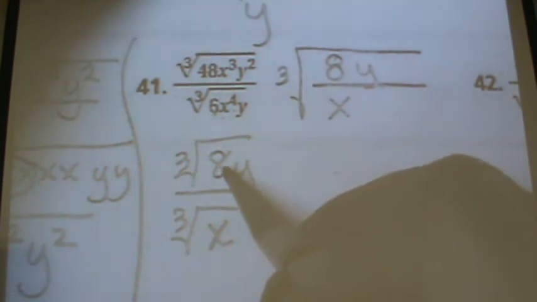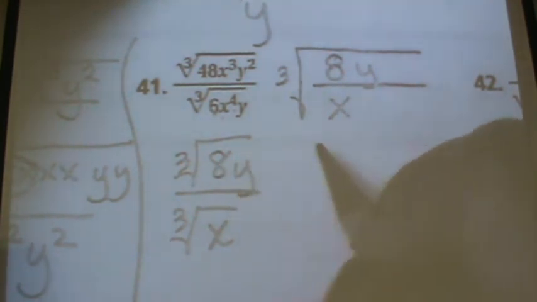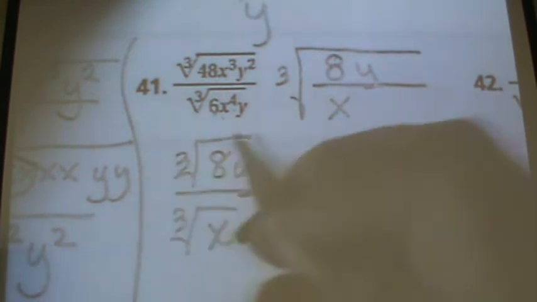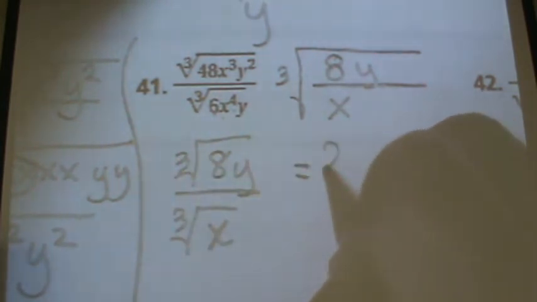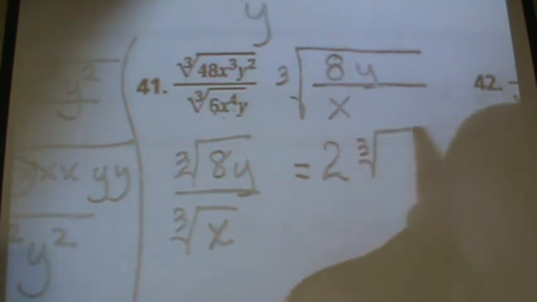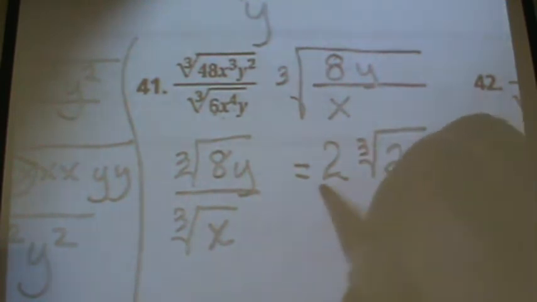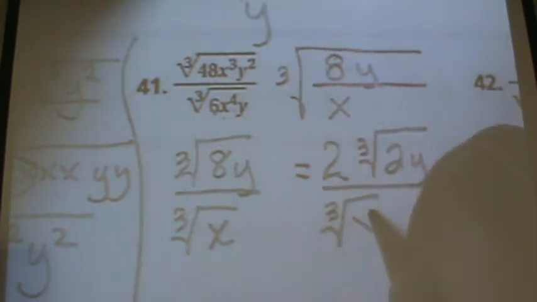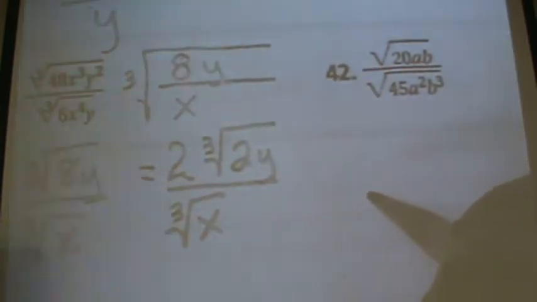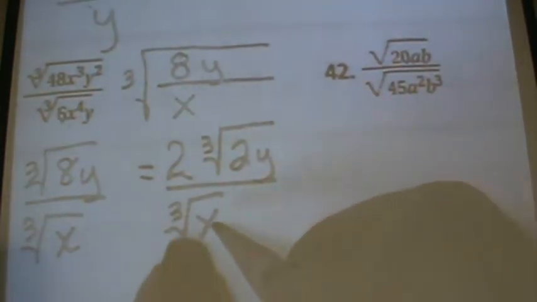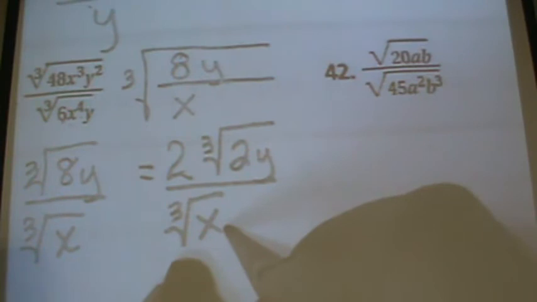Now, we could take the cube root of 8. 8 consists of three 2's, so you could take a 2 out. What's left is a 2y. And now this is the part where we're going to rationalize. We don't want a radical in the bottom.